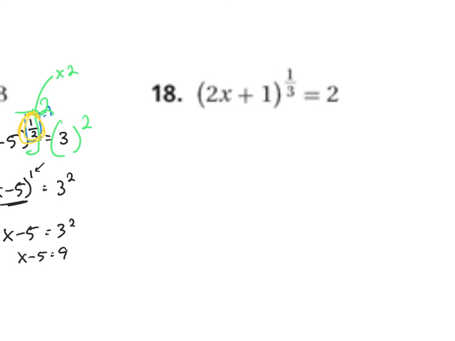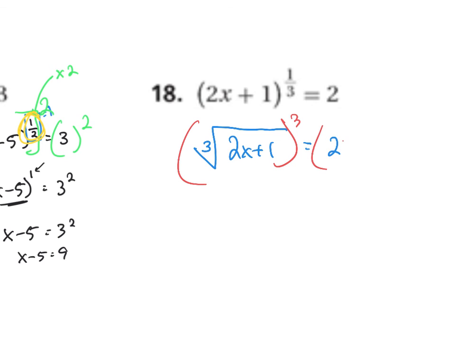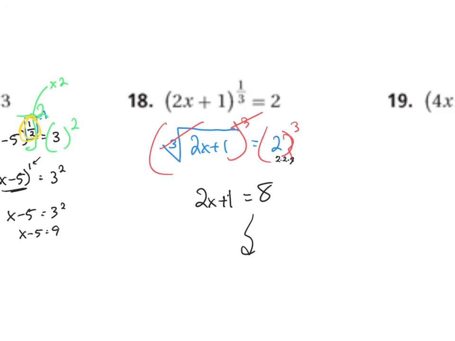Okay, now let's do this one here. Again, if you want to rewrite it, it's going to be the cube root of 2x plus 1 is equal to 2. So how do we undo a cube root? Cube it. Those cancel. So you end up with 2x plus 1 equals 8. That's 2 times 2 times 2. And then we'd go from there and solve.